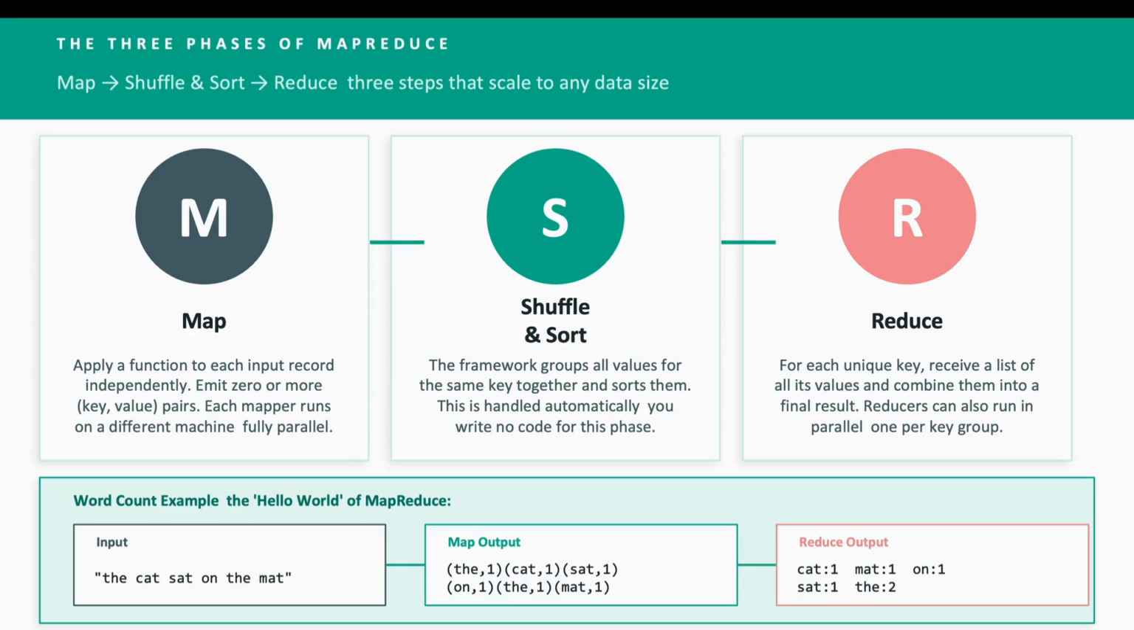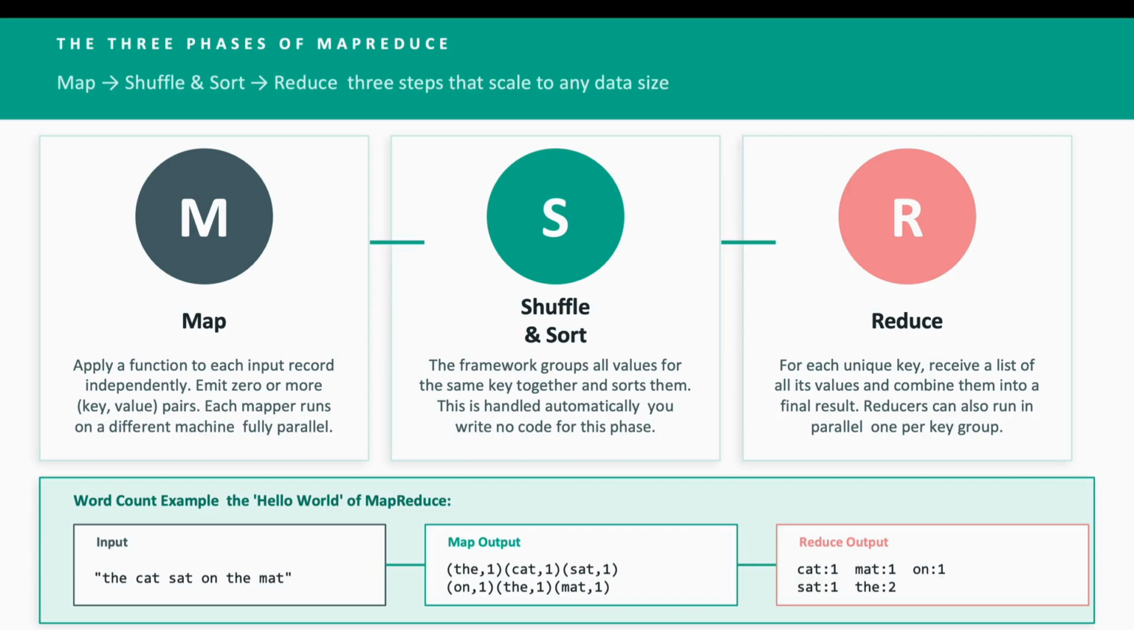We have phase 2, the shuffle and sort. You write no code for this. The framework automatically groups all emitted values for the same key together. All the 1 pairs from all mappers end up in the same place. Keys are sorted, results are grouped. Phase 3, reduce. You write a function that takes a key and all its values, a list, and produces a final result. Reducers can also run in parallel, one per key group.